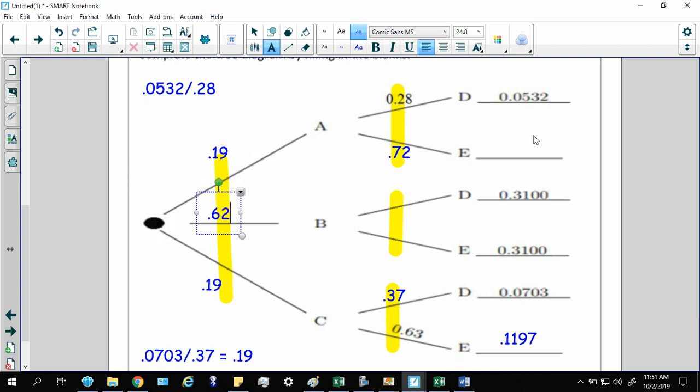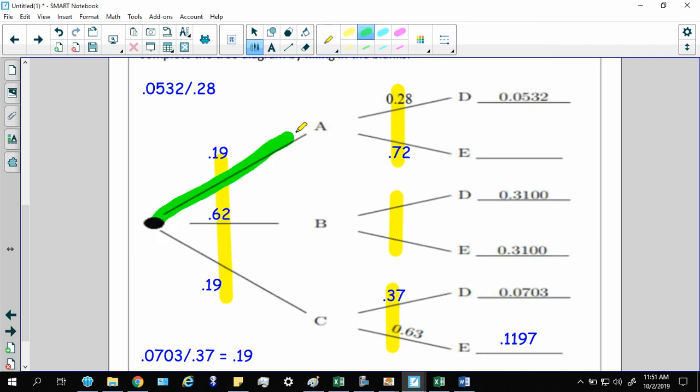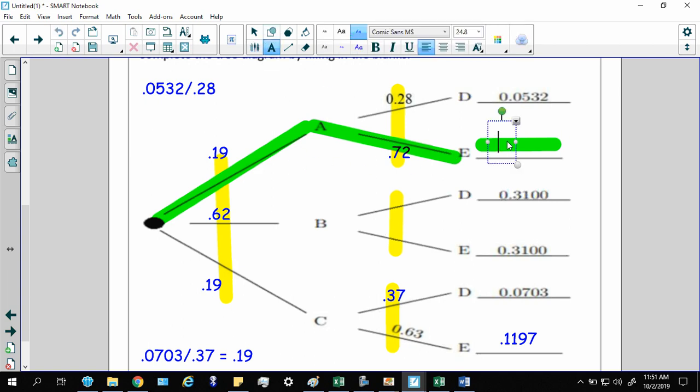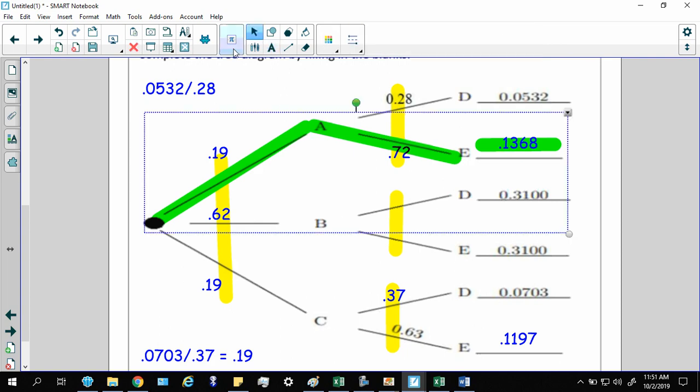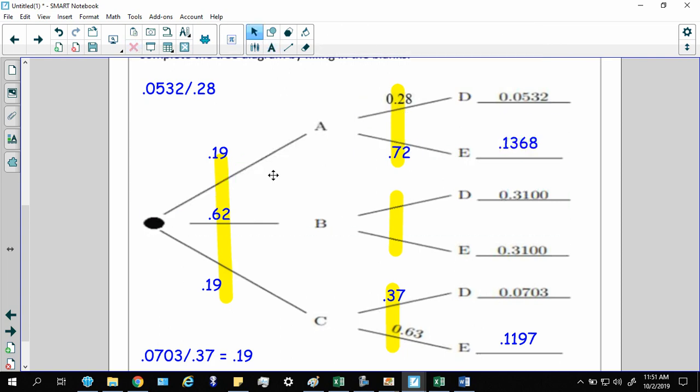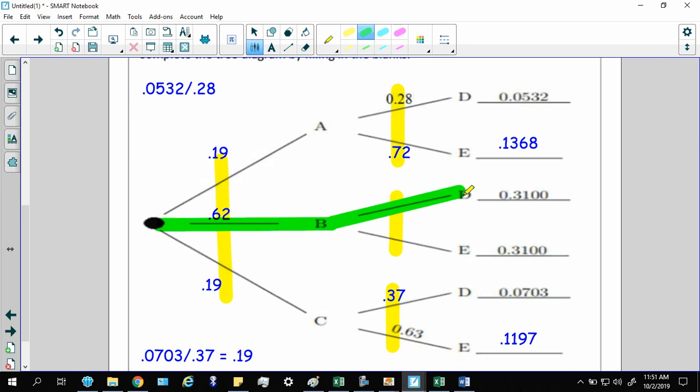Now, in order to get E, I should have done this a couple seconds ago. A times E gives me this number here. So 0.19 times 0.72, that gives me a number of 1368. All right, now the last one we're going to do, again, let me clean this up, is going to be this number right here where my mouse is. I'm going to take 0.62, and I know I multiply it by whatever that is, and I get this number here. So I'm going to work backwards.